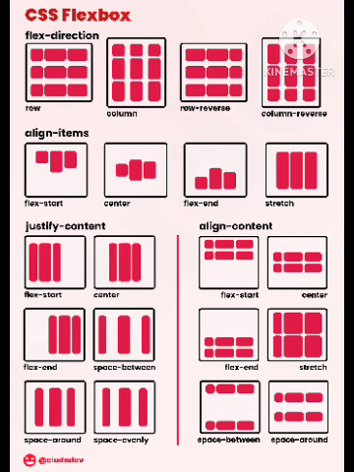1, 2, 3 will be in the first row and 4, 5, 6 will be in the last row. Okay, this is what align content is going to do.